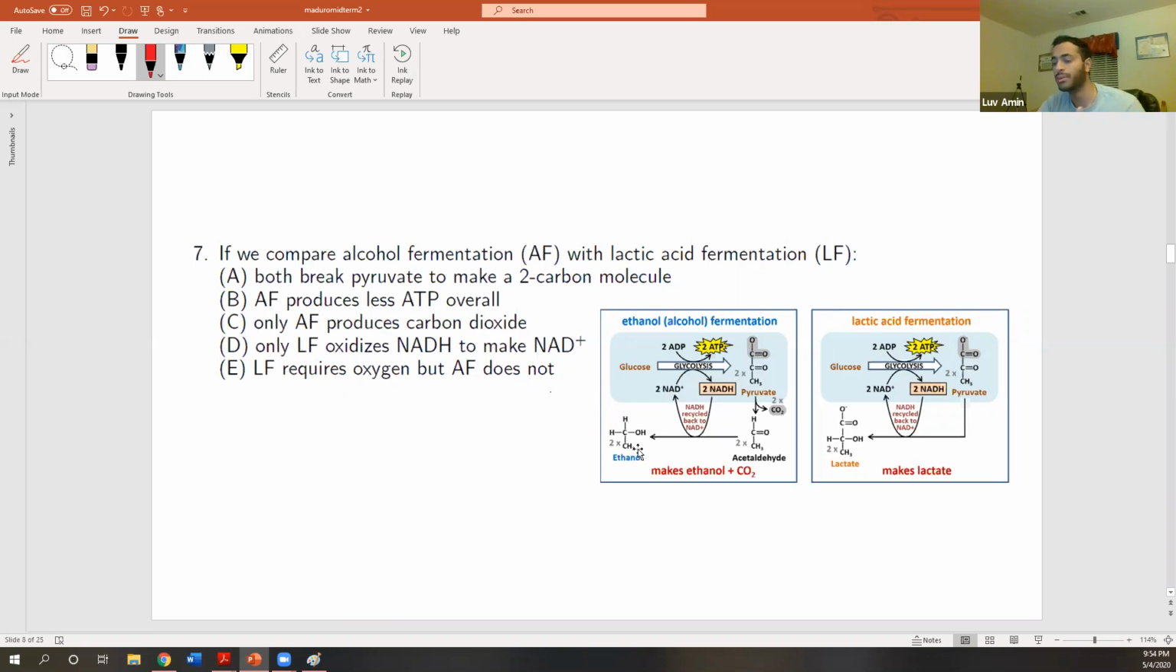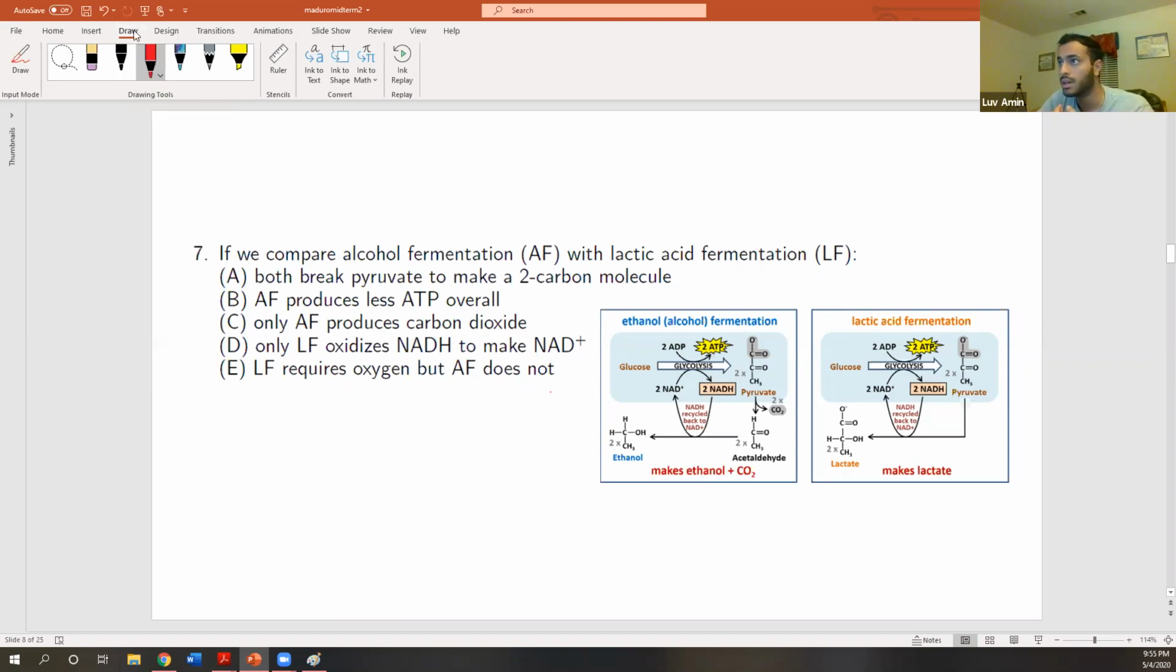So we lost a carbon, right? And what did we say carbons are lost through? Well, in the form of carbon dioxide, right? So that's the major difference between alcoholic and lactic acid fermentation: alcohol fermentation releases carbon dioxide, all right? So let's take that into account when we're answering this question.